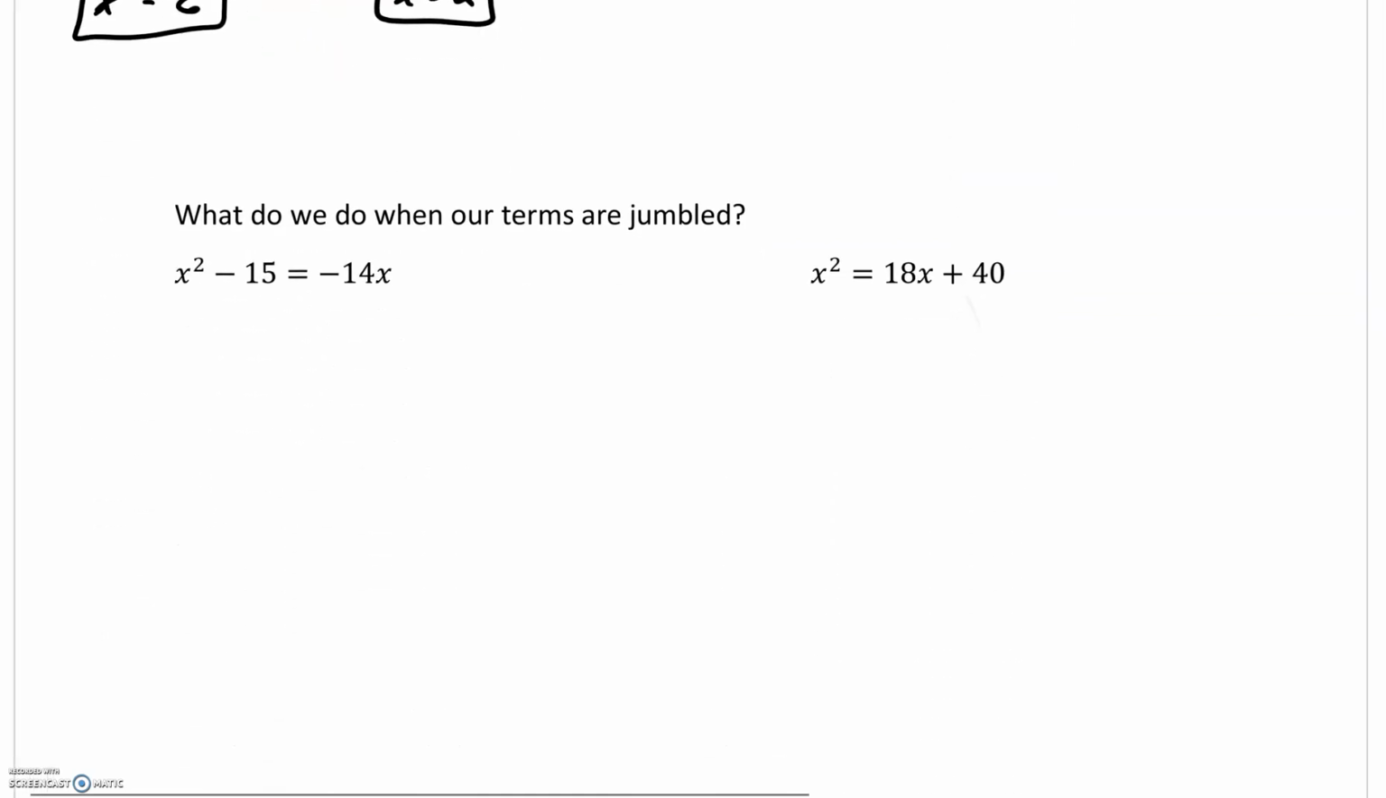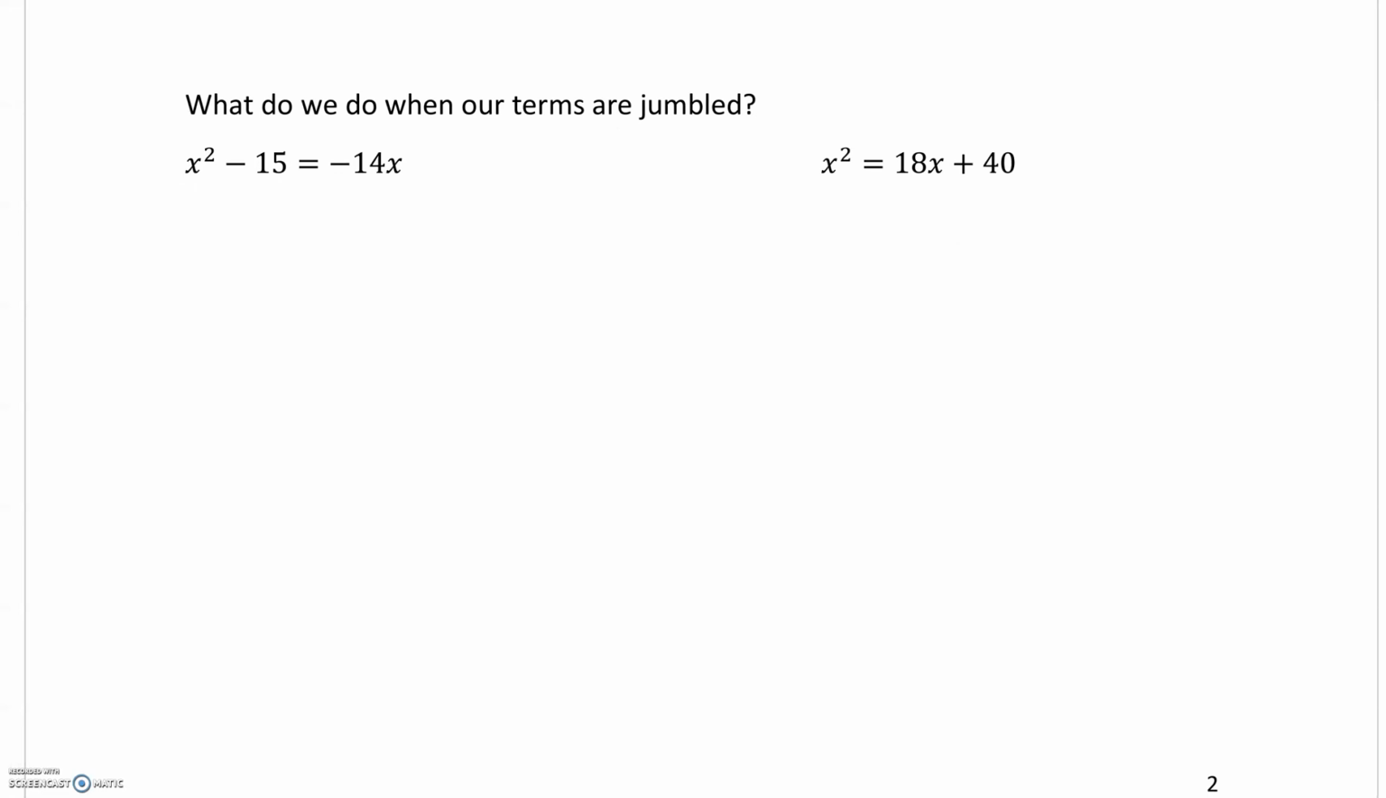What do we do when the terms are jumbled? We really don't do anything different. Just remember, we want all the x's on one side, all the other numbers on the other side, and then complete the square as we normally would. So we need to move this 15 to the right-hand side. So I'm going to add 15 to both sides. And I need to add the 14x to both sides, because I want the 14x on the other side. These 15s cancel, these 14s cancel. I end up with x squared plus 14x, leave a space, is equal to 15.